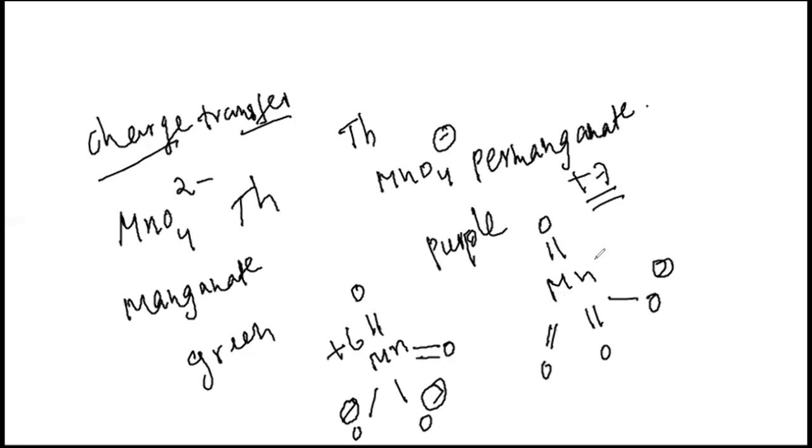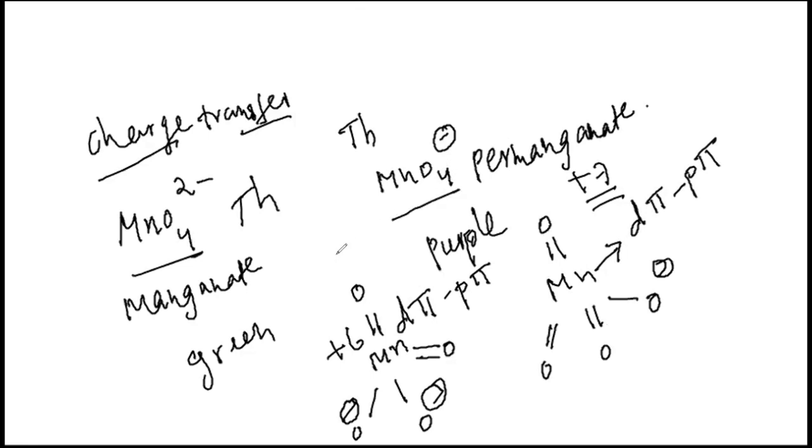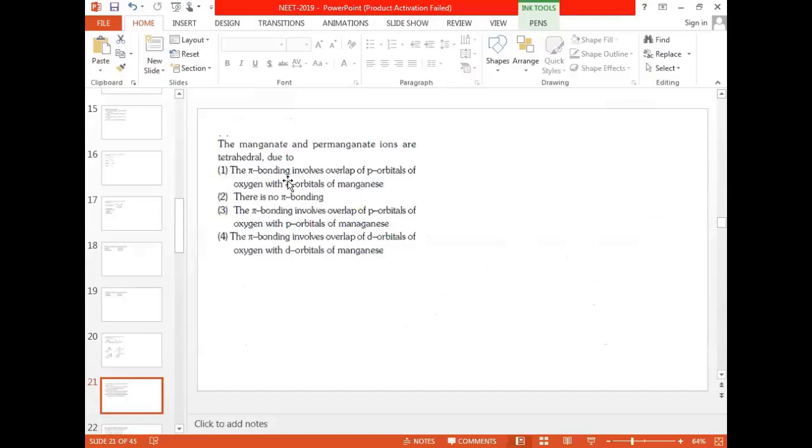Mn belongs to which block? D block, meaning d electrons from Mn and p electrons from oxygen form d pi p pi bonds. Here also, we can see a d pi p pi bond, in MnO4 2 minus as well as MnO4 minus. That is why, in the option, the pi bonding involves the overlap of p orbitals of oxygen with the d orbitals of manganese.